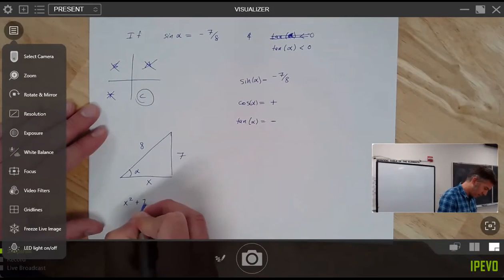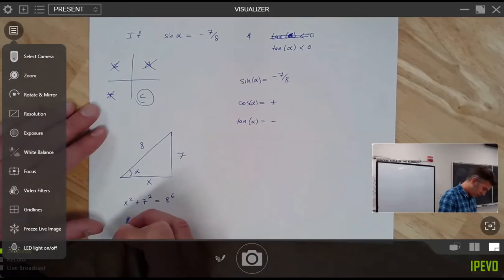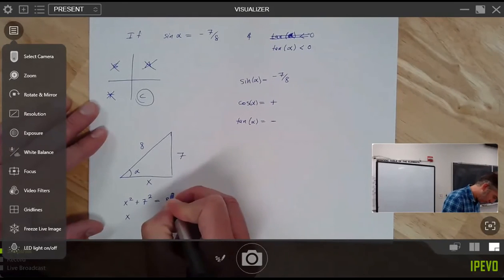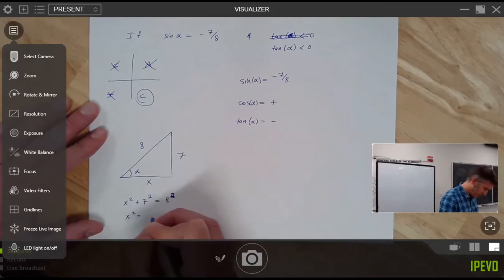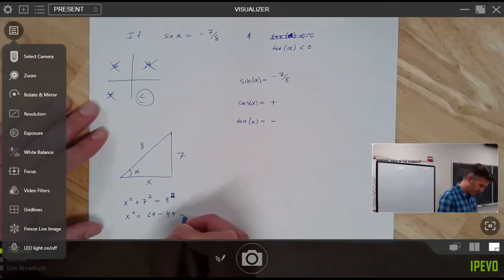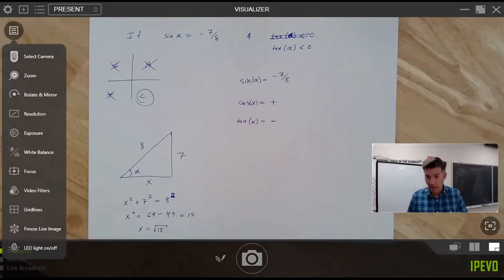Pythagorean theorem again, x squared plus 7 squared equals 8 squared. So x, whoops, not 8 to the 6th, 8 squared. So x squared is going to equal 8 squared, which is 64, minus 7 squared, which is 49. 64 minus 49 is 15. So x is going to be the square root of 15. And there's nothing else we can really do with that. We just have to leave it as the square root of 15.